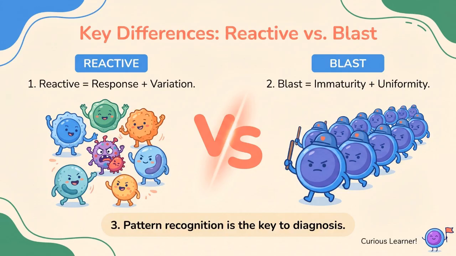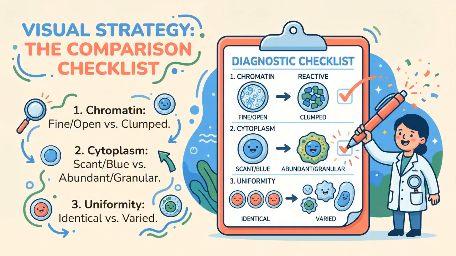Let's consider a practical visual strategy to help us make these crucial differentiations. When you're faced with the challenge of distinguishing between reactive cells and blasts, a highly effective visual strategy is to systematically compare and contrast their key morphological features. This isn't about a quick glance. It's about a deliberate, focused examination of specific cellular components.